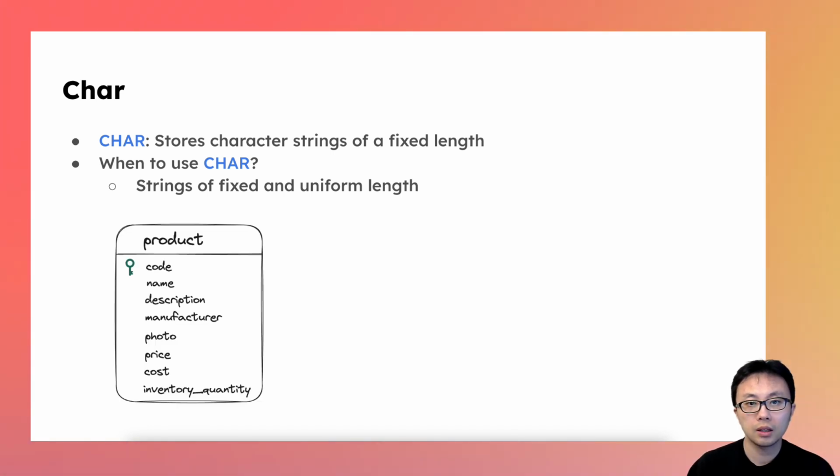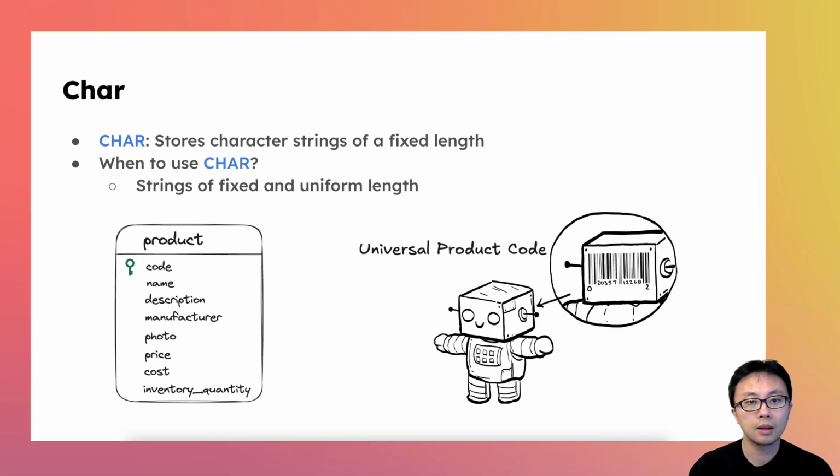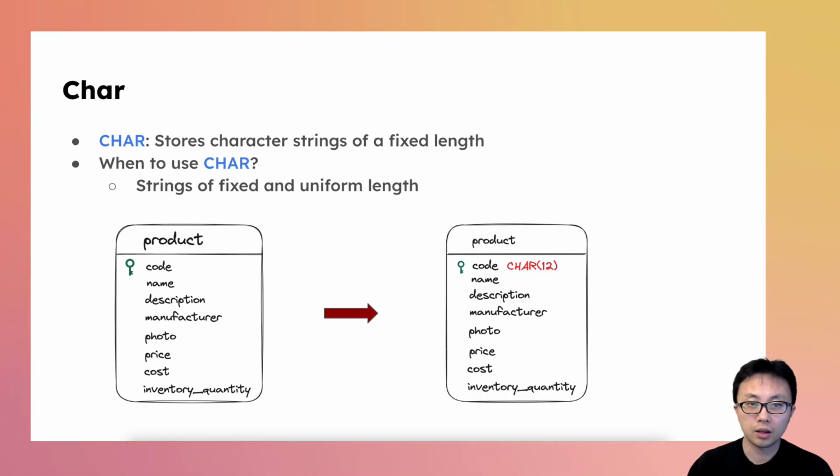For example, this is the product table for the Sci-Fi Collective database. The primary key code stores the universal product code of different products being sold by the store, and each code has the exact length of 12 characters. As a result, you can declare its data type as CHAR(12), where 12 indicates its fixed length. You will put this data type at the right side of the corresponding column.